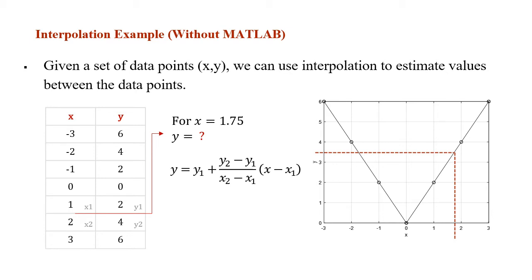Let us do it mathematically. Here we can just simply plug in the values. y is equal to 2 plus (4 minus 2) divided by (2 minus 1) times (1.75 minus 1). If we continue with the computation, we're going to end up with 2 plus 2 times 0.75, and then 2 plus 1.5, and then 3.5. So for x is equal to 1.75, using linear interpolation, we figured out that y is equal to 3.5. This is all done without the help of MATLAB.